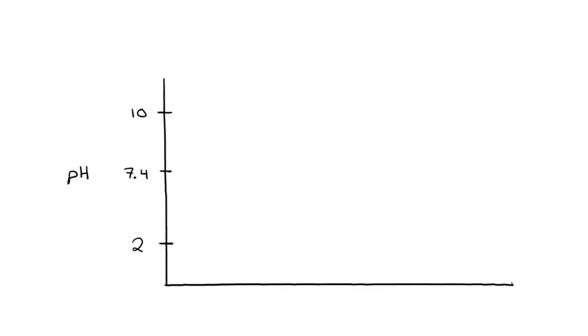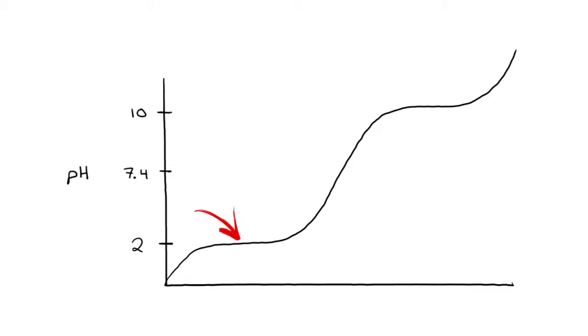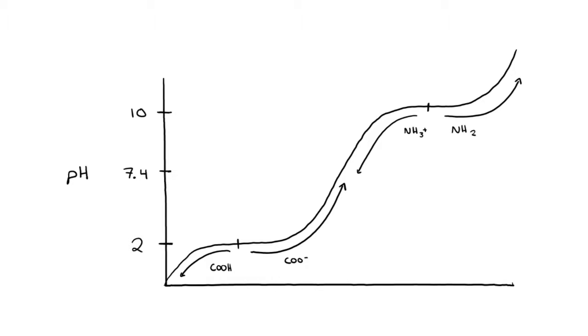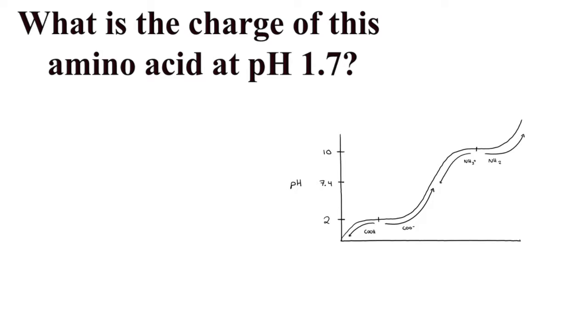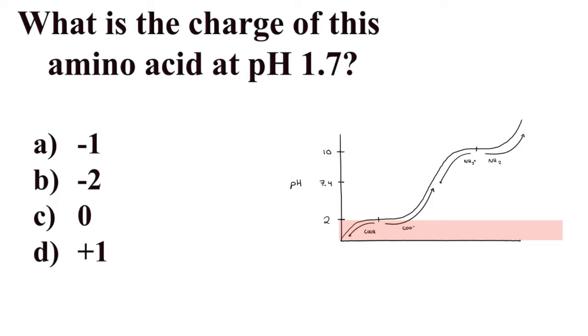When you put these two ideas together on a titration curve, we get a line that looks like this. And we have two places where the charge of our groups changes. At pH 2, the carboxyl group changes, and at pH 10, our NH3 changes. So at this point, you should be able to figure out what the charge of our amino acid will be at certain pHs. If I said, what is our charge of this amino acid at pH 1.7? Is it A, -1, B, -2, C, 0, D, +1, or E, all of the above?